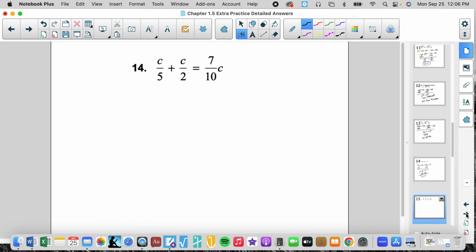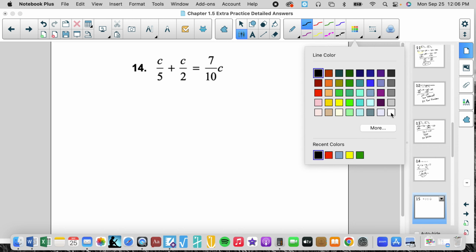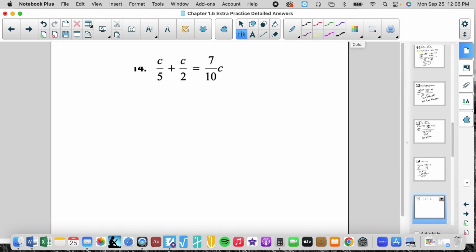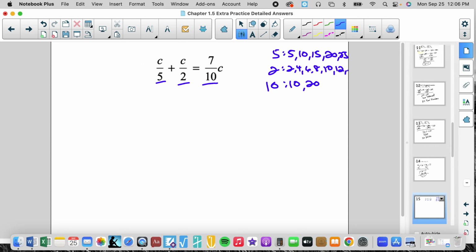So here's a great one. Here's a fun one where you want to see, hey, I've got denominators. I got fractions. I can work with those, but it's going to be far easier to look at the denominators and find the least common multiples. Multiples of 5 are 5, 10, 15, 20, 25. Multiples of 2 are 2, 4, 6, 8, 10, 12. Multiples of 10 are 10, 20, 30.